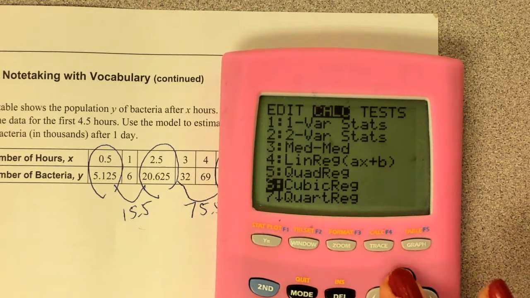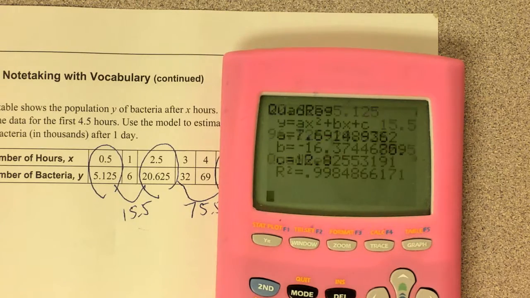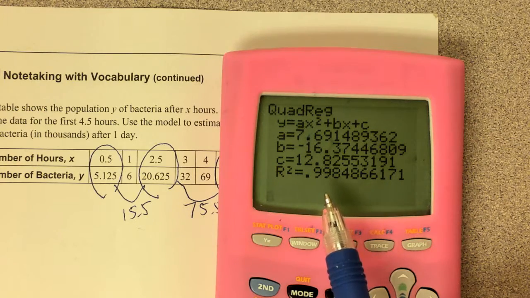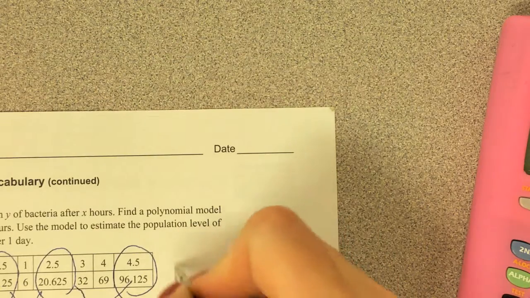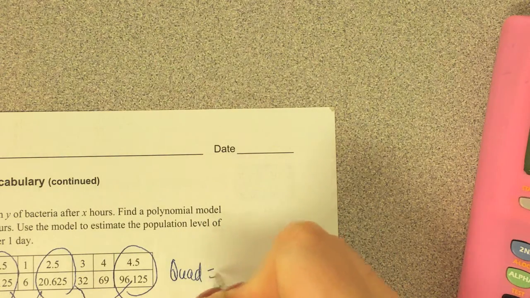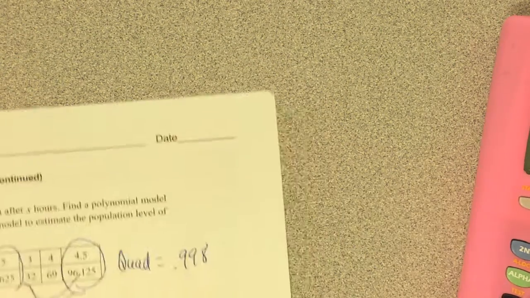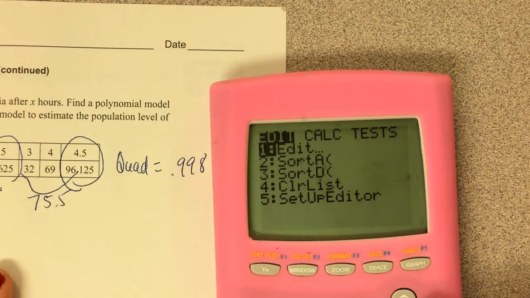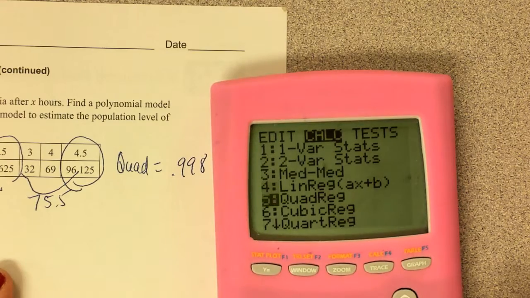So we're going to see if it's quadratic. Enter, enter. 0.998. Is that pretty quadratic? The closer it is to 1, the better. That's a pretty good thing there. So I'm going to jot that down, that if we go with quadratic, it's 0.998. So now I'm going to check, it could be a cubic though, so I'm going to check the cubic. So calculate a cubic.